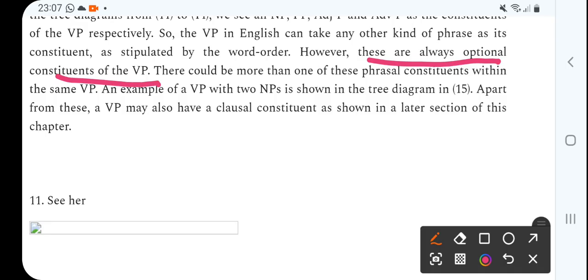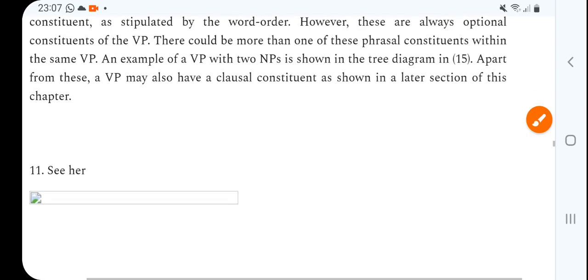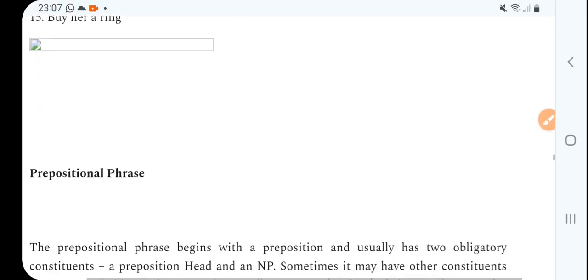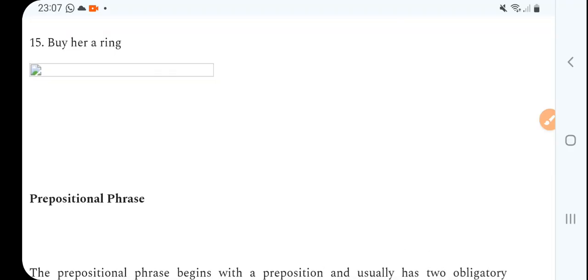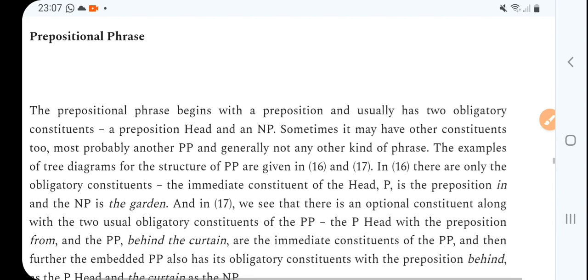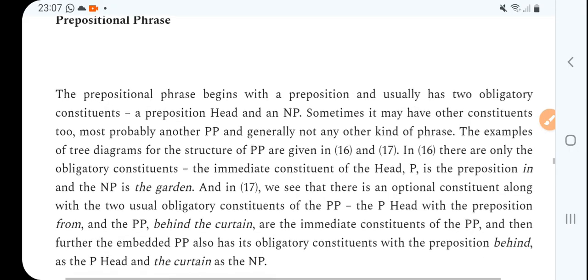There could be more than one of these phrase constituents within the same VP, right? An example of a VP with two NPs is shown in tree diagram 15, which is not open. Apart from these, a VP may also have a clausal constituent, as shown in a later section. Okay, so that is there. But the example is not very clear because of lack of information, since it is not being open.